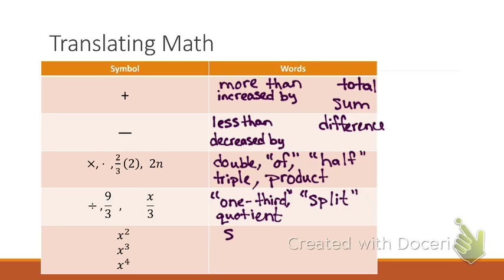Square. Cube. And then after that, we're going to say the words to the something power. So I'm going to say to the 4th power. And if I add x to the 5th, it'd be to the 5th power, and so on.